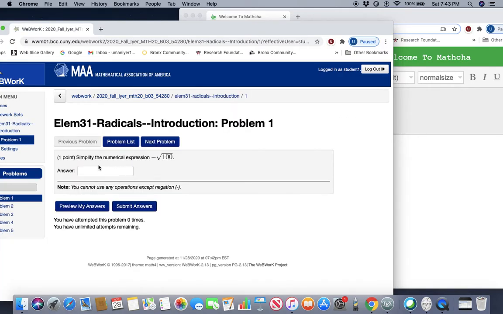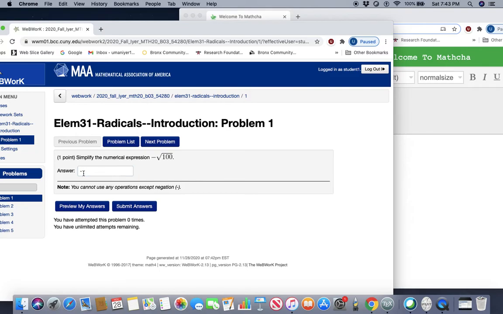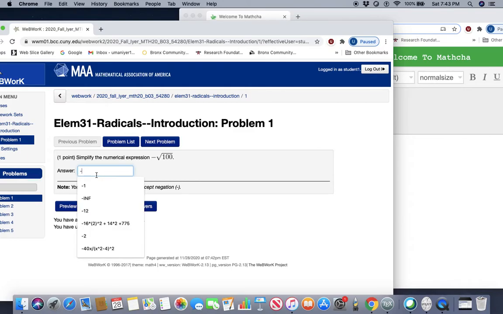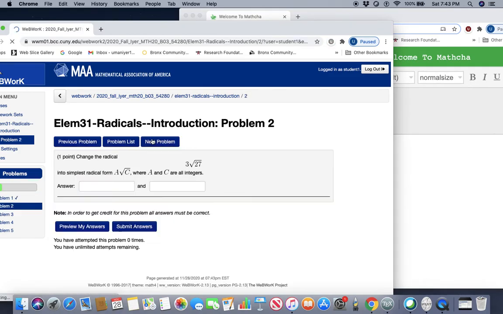Problem 1. Simplify the numerical expression negative square root 100. Notice the negative is outside, so it continues to stay. Square root of 100 is 10. So negative 10 is your answer. Next.